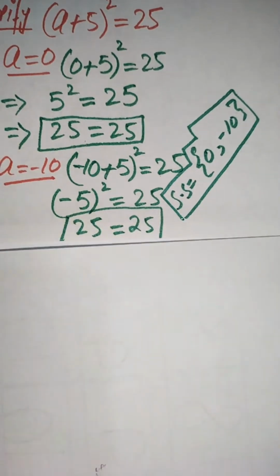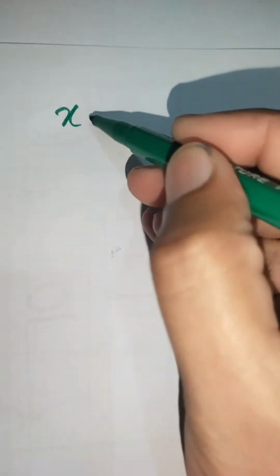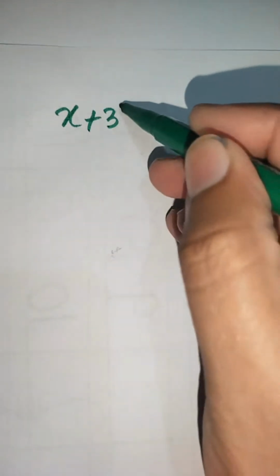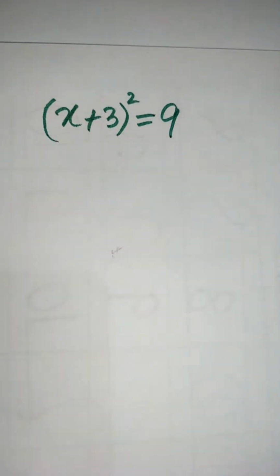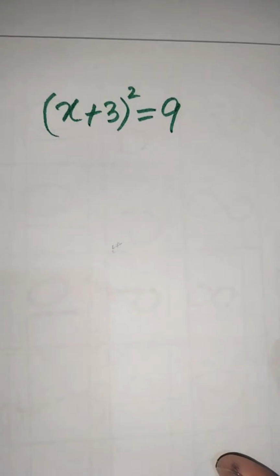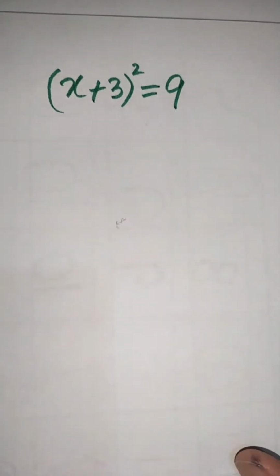So here, for your practice, we solve another problem in the form of x. If we have (x + 3)^2 = 9, then you need to find all the values of x. Here we again solve this problem using three methods.